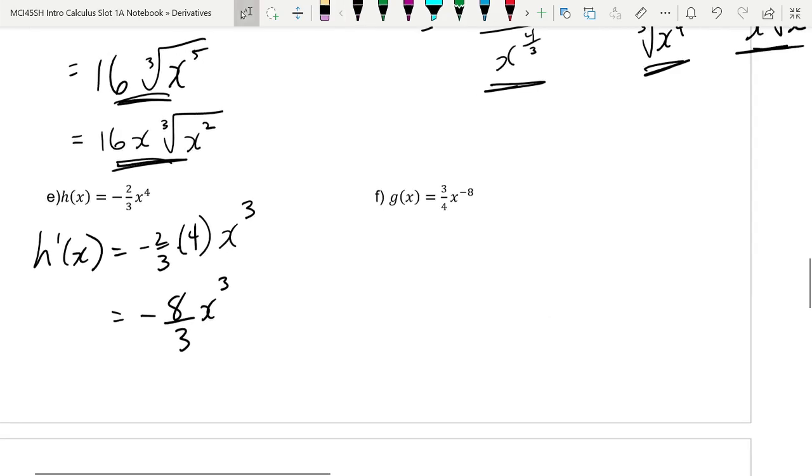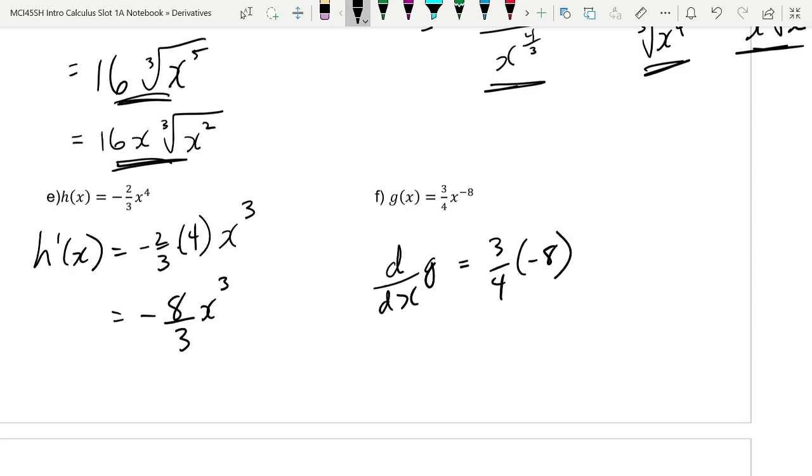And then finally f, g of x. Let's do this one in Leibniz notation. Let's write this one as the derivative with respect to x of function g. Sometimes you'll see it written like that. That's the same thing. Is 3/4 times negative 8 times x to the negative 9, which I would write simplified as negative 6 x to the negative 9. And if I didn't want to have a negative exponent in my answer, it'd be 6 over x to the 9.